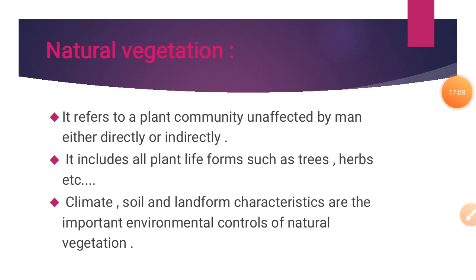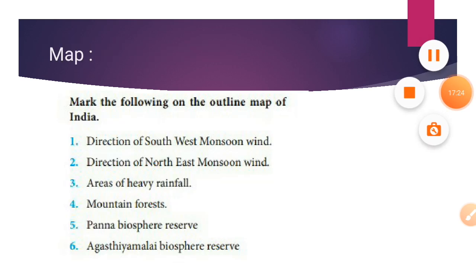The next question is, what is natural vegetation? It refers to a plant community unaffected by man, either directly or indirectly. That is called natural vegetation. Here a few places are given. For the direction of the southwest monsoon wind, you have to mark an arrow from sea area to land area. For the northeast monsoon, you have to mark an arrow from land area to sea area.